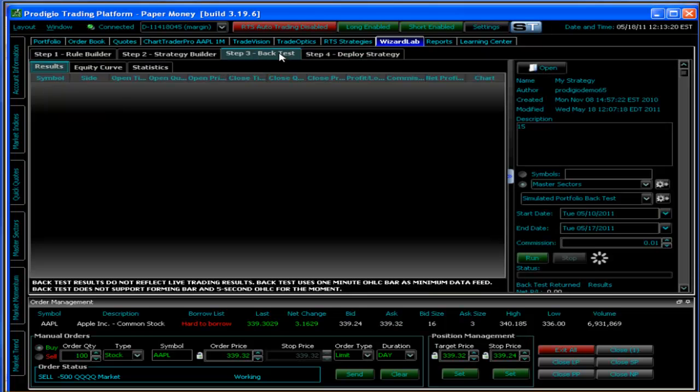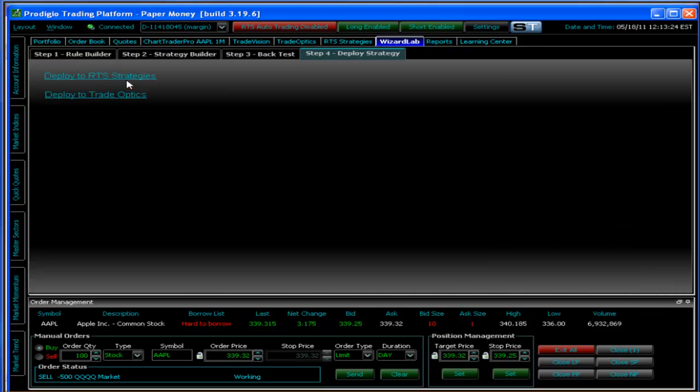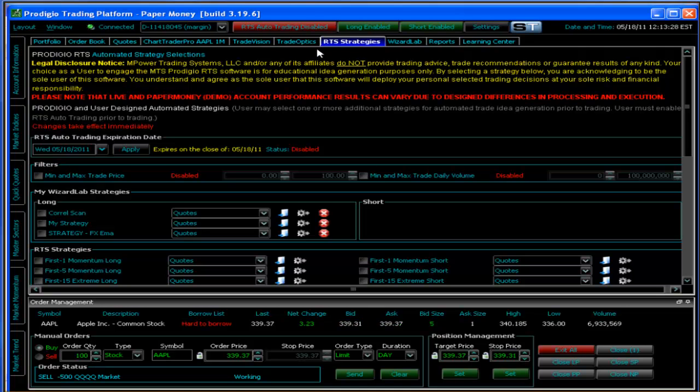Step 3 is backtest, and they would have backtested this strategy. So as soon as you import it, you're ready to go. And you can go into RTS strategies, and that'll link you right over to the RTS strategies panel. On this panel is all of the strategies that you've been working on, all of the strategies that you've imported, and all of the pre-built, out-of-the-box strategies.